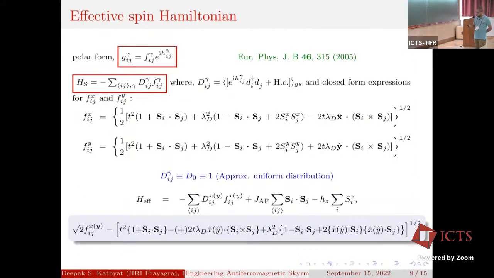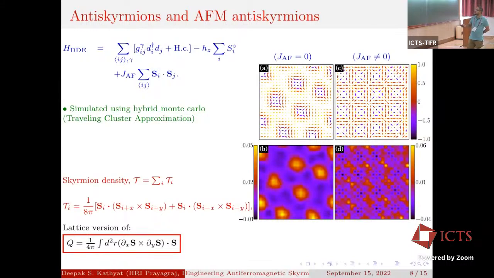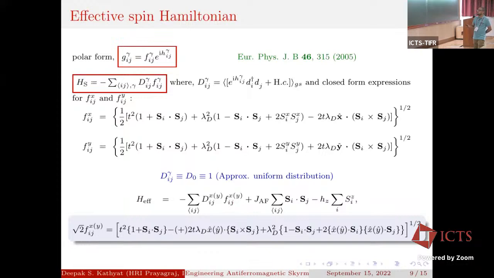Now, for simpler understanding of these results, we derive an effective spin Hamiltonian out of this. How do we do this? Basically, the projected hoppings can be written in polar form, where this is the radial part and this is the argument part. To integrate out the electrons, we calculate these coupling constants in the ground state of the system, and these are constants such that the Hamiltonian becomes this, where Dij and Fij are present.